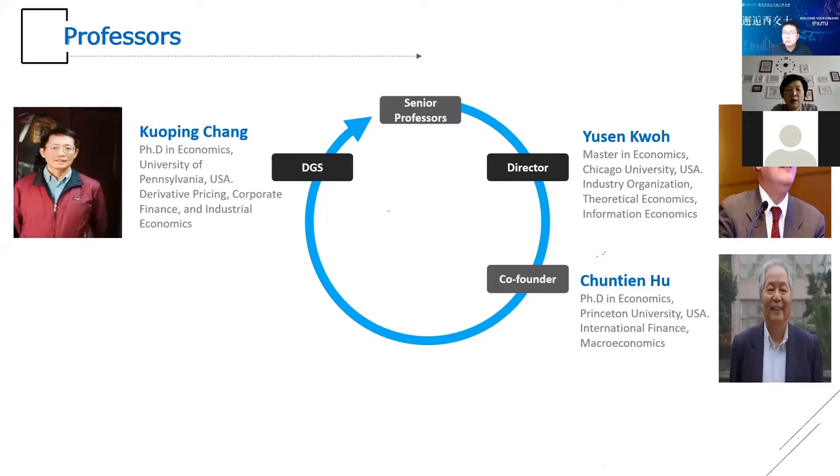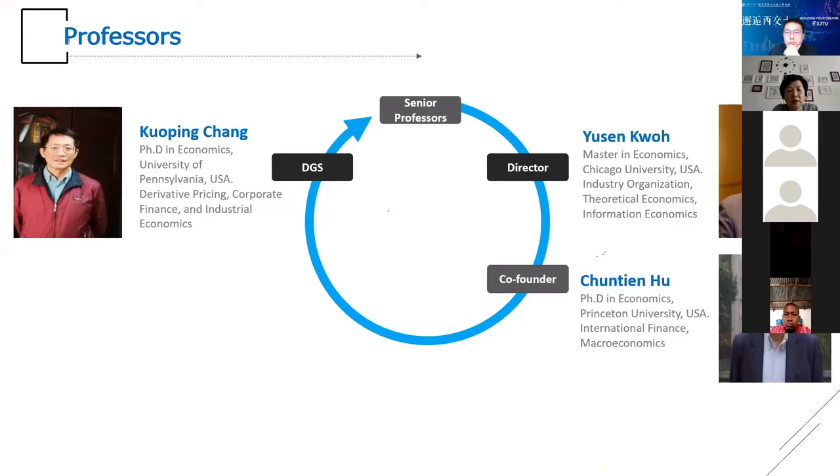And then one of the professors is named Zhang Guoping, in English, Guoping Zhang. He got a PhD in economics from the University of Pennsylvania, USA. And he is now working in our center after he retired from Taiwan. His interests are derivative pricing, corporate finance, and industrial economics.